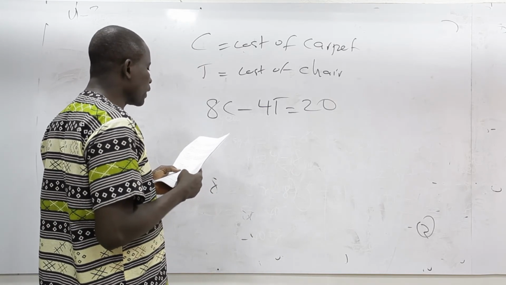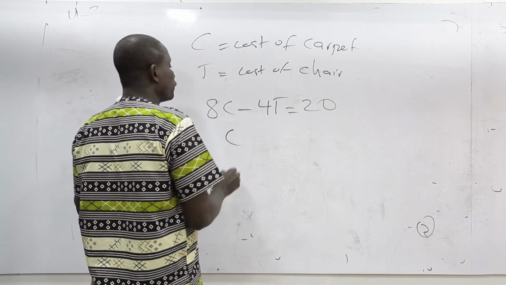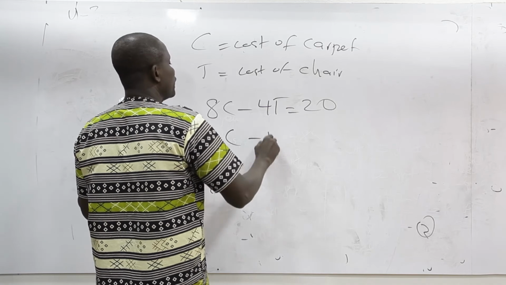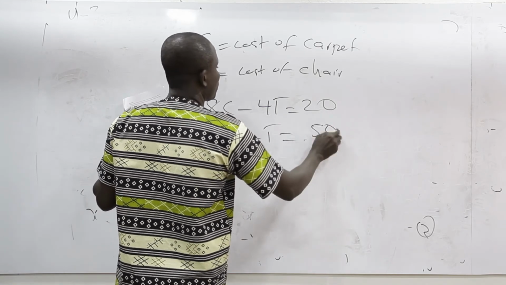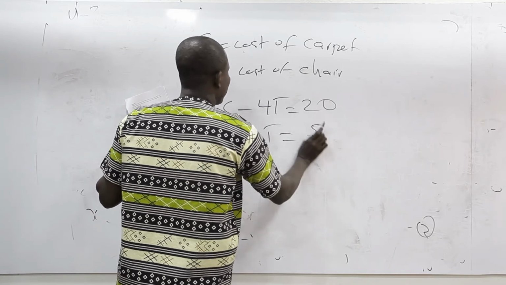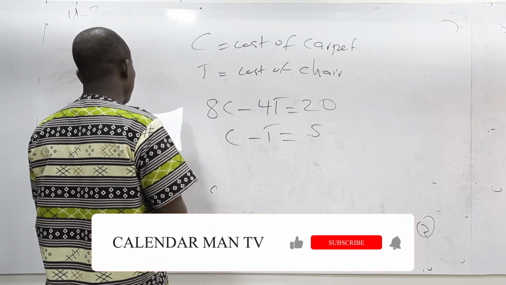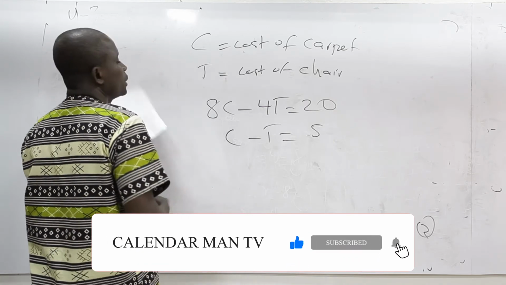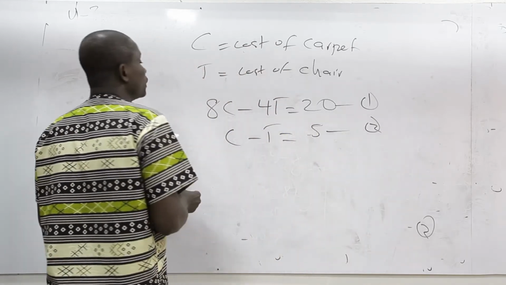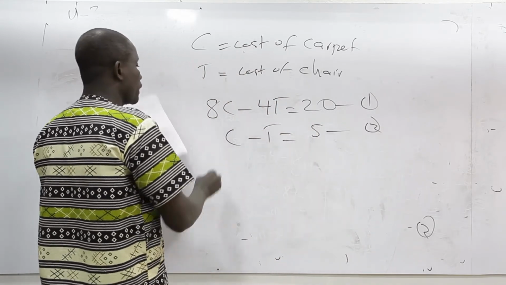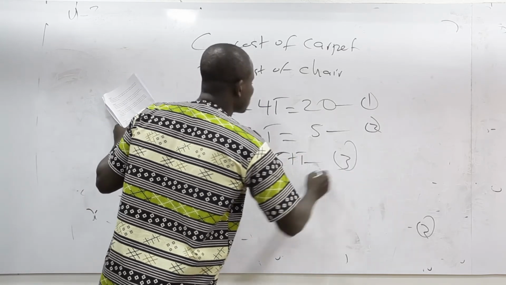If the difference between the cost of a carpet and a chair is 5 cedis, calculate the cost of 2 chairs and 1 carpet. So let's quickly do this one. So here, this is equation 1, equation 2. I wanted to give it to you as a sample, but I want to help you. So C is equal to 5 plus T. That will give you equation 3.